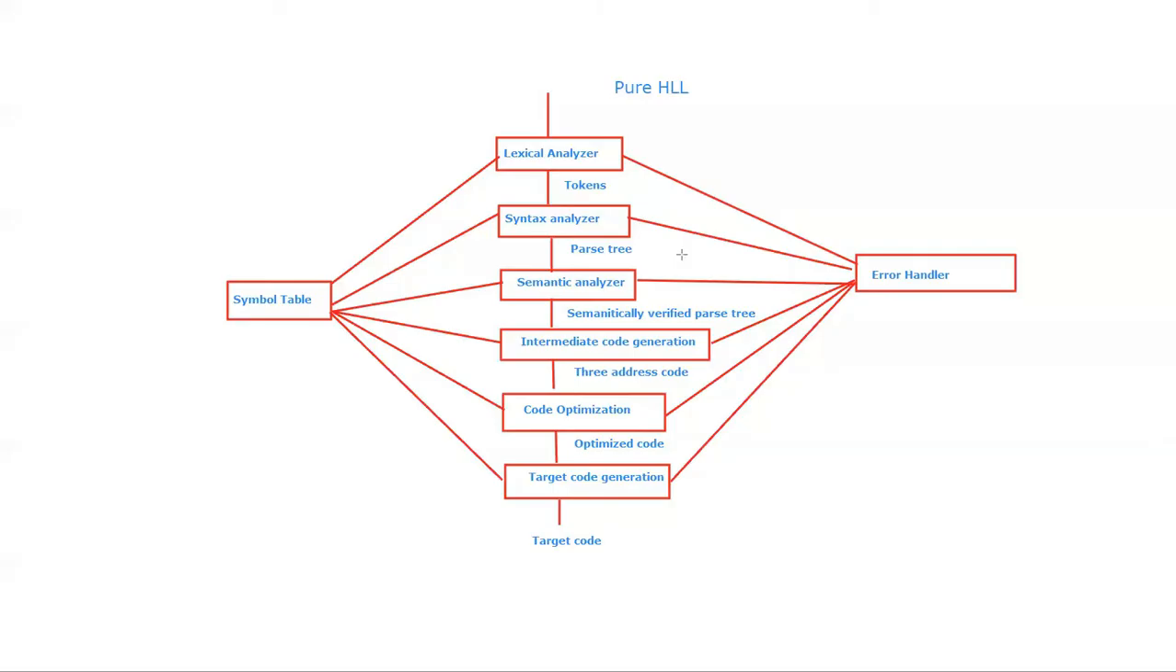Apart from that, we have 2 parallel blocks with the phase diagram. One is the symbol table, where all the symbols like identifiers, keywords, everything you have used as a word in the program will be stored. And the error handler is a block where all the errors generated in the process of compilation are stored, right? So this is all about the block diagram of the compiler.